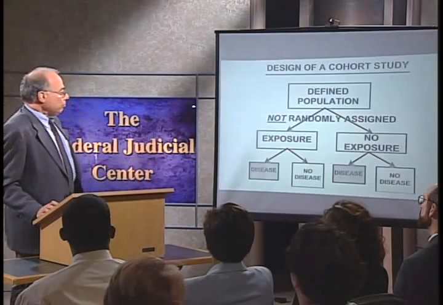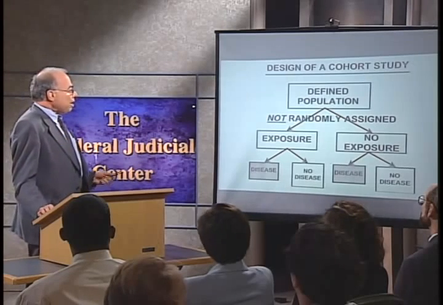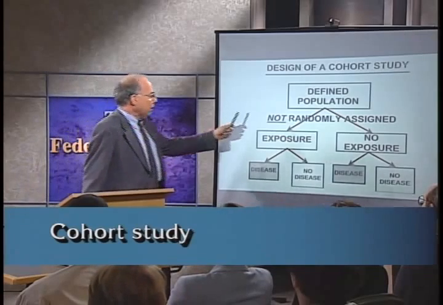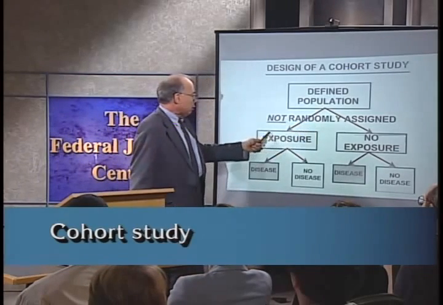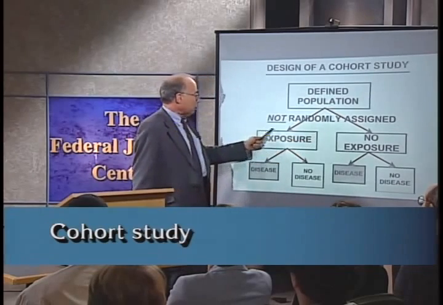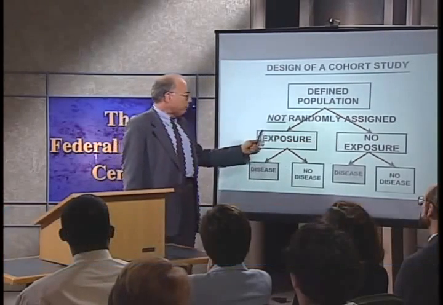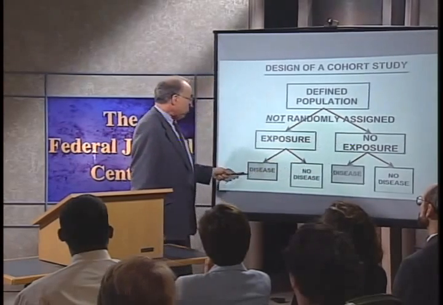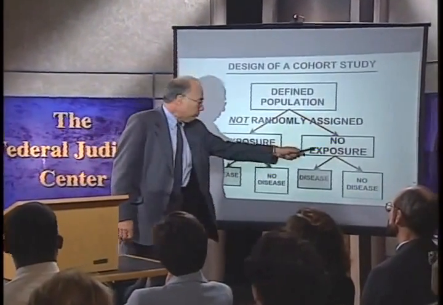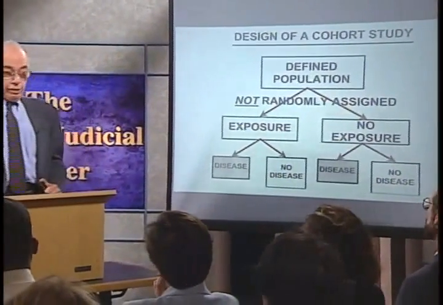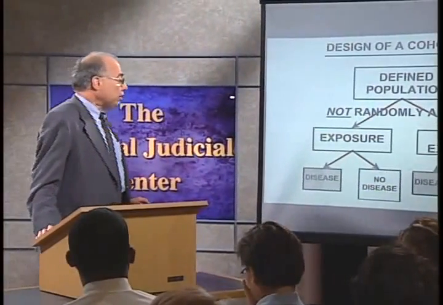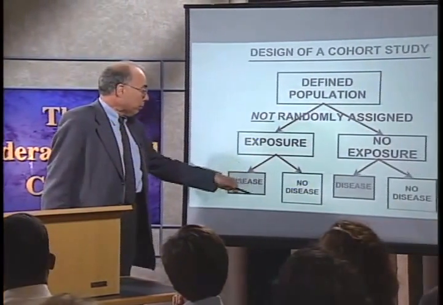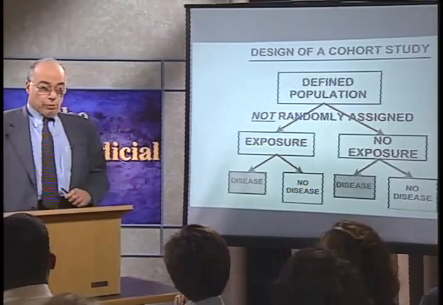If we're not able to randomly assign people, we have the following type of study called a cohort study: a defined population, not randomly assigned, but self-selects or is assigned by other people to exposure or non-exposure. People, for example, may work in a certain industrial plant. Others seek jobs in another plant. And then we follow up people who have the exposure and people who don't have the exposure and look at the rate of disease in both groups. If indeed the exposure is related to disease, we would expect to see a greater number of people with disease in the exposed group than in the non-exposed group.